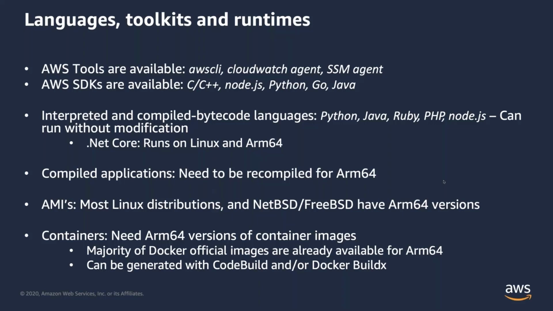For interpreted and compiled bytecode languages like Python, Java, Ruby, PHP, or Node.js, they can run without any modification on ARM-based instances. Special note about .NET Core. .NET Core runs on Linux and it runs on ARM64, so it's a good candidate to be migrated to our Graviton2 based instances.